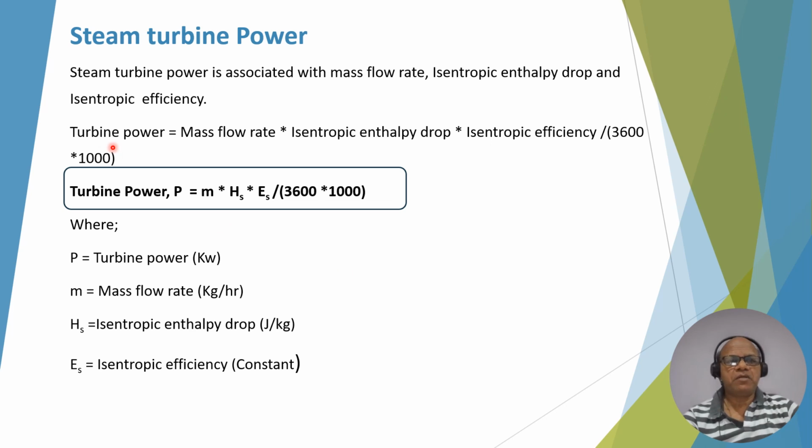Now, steam turbine power is associated with the mass flow rate, isentropic enthalpy drop, and isentropic efficiency. So, turbine power is mass flow rate into isentropic enthalpy drop into isentropic efficiency upon 3600 into 1000. So, turbine power P is equal to M into HS into ES upon 3600 into 1000, where P is turbine power in kilowatt, M is mass flow rate in kg per hour, HS is isentropic enthalpy drop in joule per kg, and ES is isentropic efficiency, which is constant.